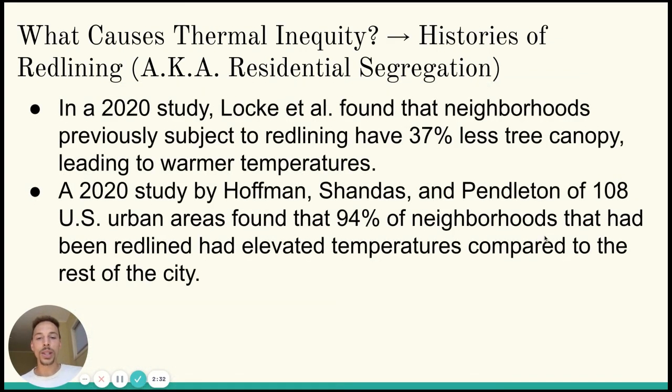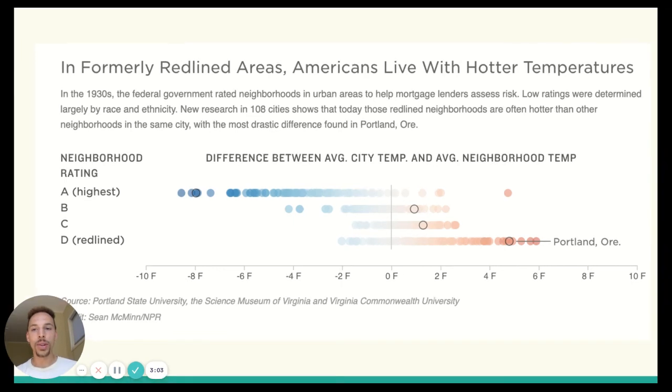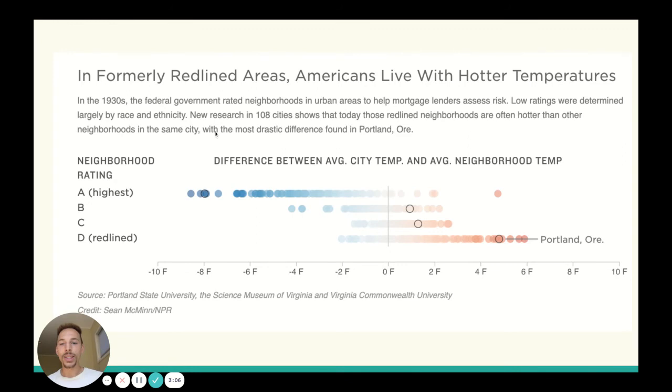And so in a 2020 study, Locke et al. found that neighborhoods previously subjected to redlining have 37% less tree canopy, leading to warmer temperatures. So if you think about the video we just watched, you can see that visually. And then a 2020 study by Hoffman, Chavez, and Pendleton, of 108 US urban areas, found that 94% of neighborhoods that had been redlined had elevated temperatures compared to the rest of the city. So in formerly redlined areas, Americans live with hotter temperatures. In the 1930s, the federal government rated these neighborhoods according to mortgage lenders' risk, like I just said. So A being the highest, D being redlined. Sorry, it was A through D, not F.